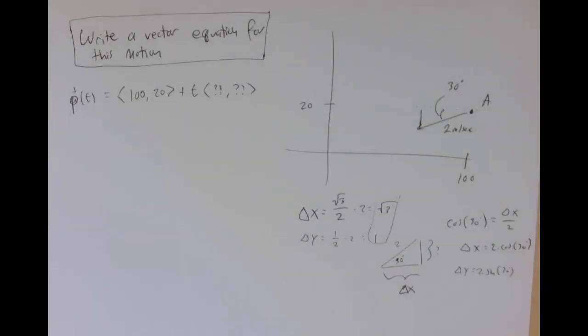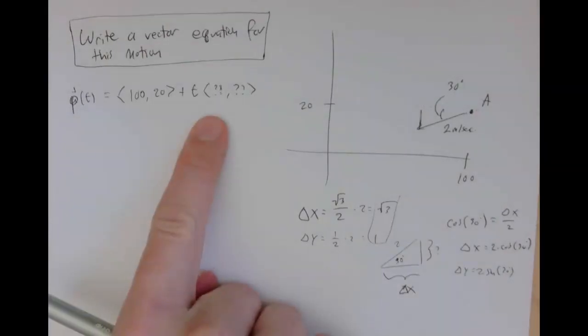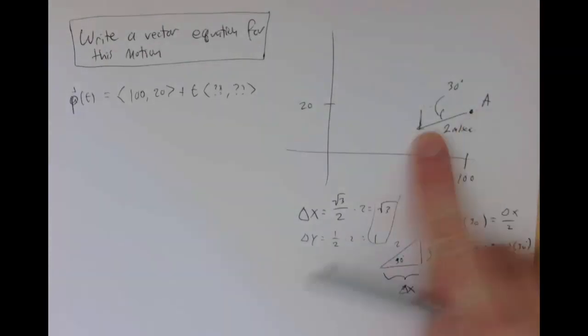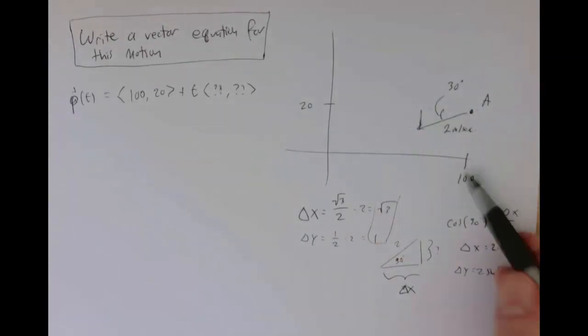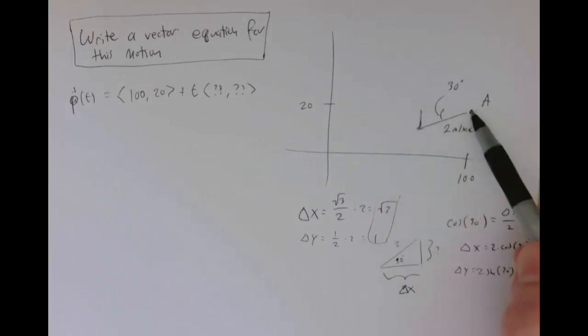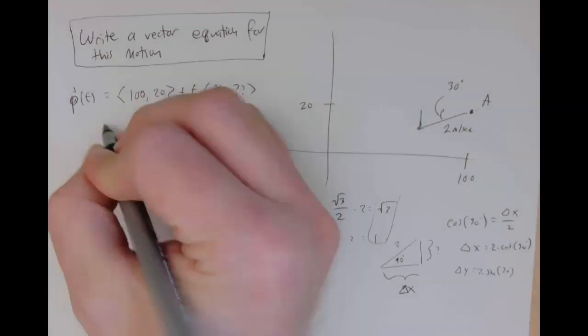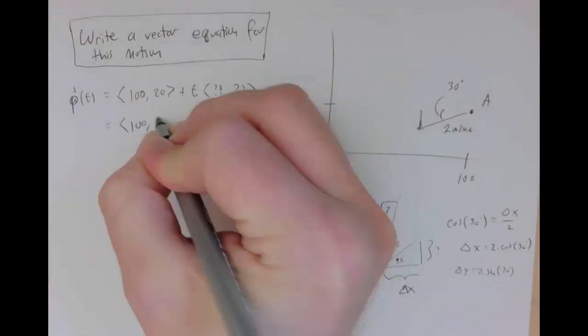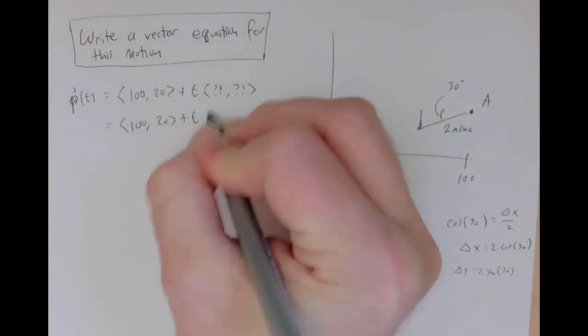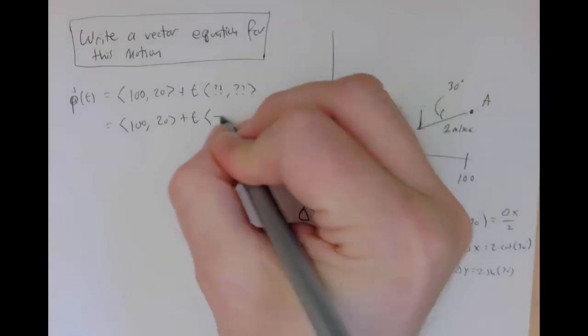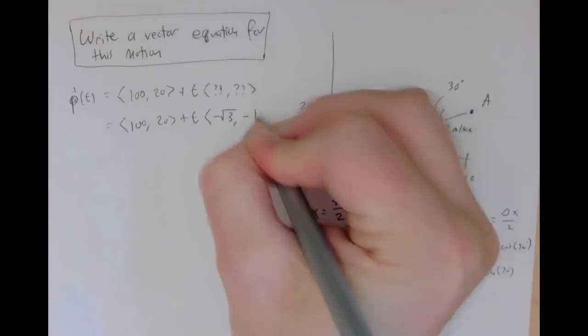So now that I've got my delta x and my delta y, I can make those describe my vector here, but I have to pay attention to what direction I'm going in. So I want to be going left and down, which means that each of those need to be negative. So my real answer here is going to be 120 as my starting, and then negative root 3 and negative 1.